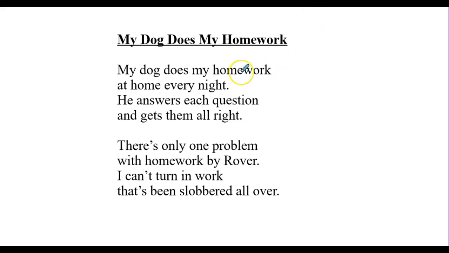Alright, let's look at our rhyme scheme here. So our first word, homework, is going to be A. Our next one, night. Night and homework don't rhyme, so this will be a line B. Alright, the next line is question. Now question doesn't rhyme with night or with homework, so it's going to be its own letter. It's going to be letter C. And the last one is right. Right doesn't rhyme with question, but it rhymes with night, so that's going to be another B.